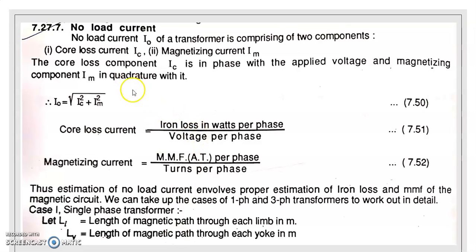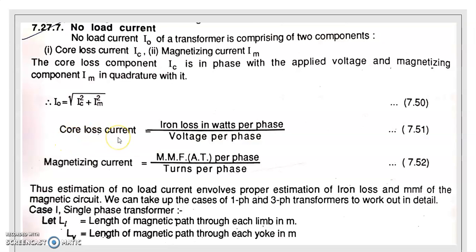Now, no load current is denoted by I0. I0 of the transformer comprises two components: the core loss current component, IC, and the magnetizing current component, IM. The core loss component IC is always in phase with the applied voltage, and the magnetizing component IM is in quadrature with the applied voltage. Therefore, we can define the no load current of the transformer I0 as the root of IC square plus IM square.